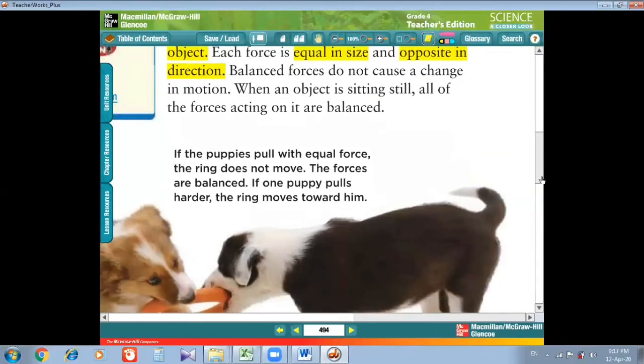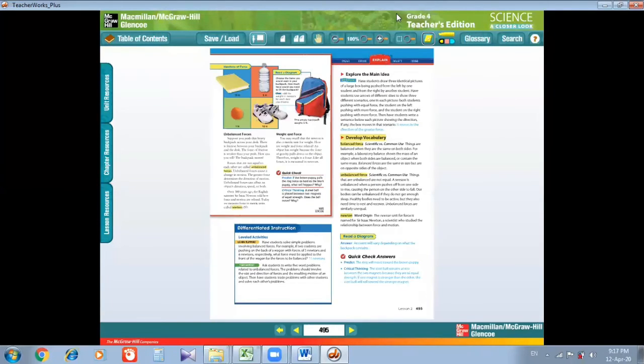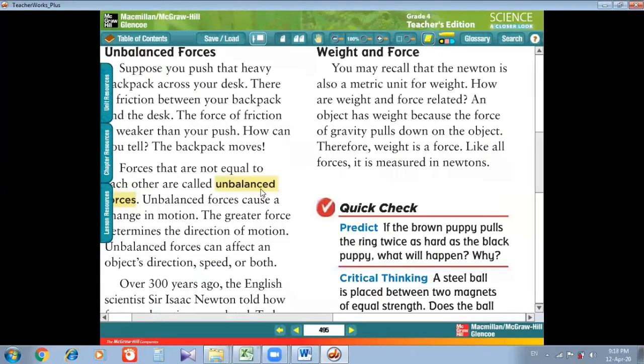Now, in the picture below, if the puppies pull with equal force, the ring does not move. The forces are balanced. If both of these puppies are pulling with equal force, they will be balanced forces. The ring will not move. If one puppy pulls harder, the ring moves towards him. So that will be unbalanced force. Now on the next page, we have unbalanced forces.